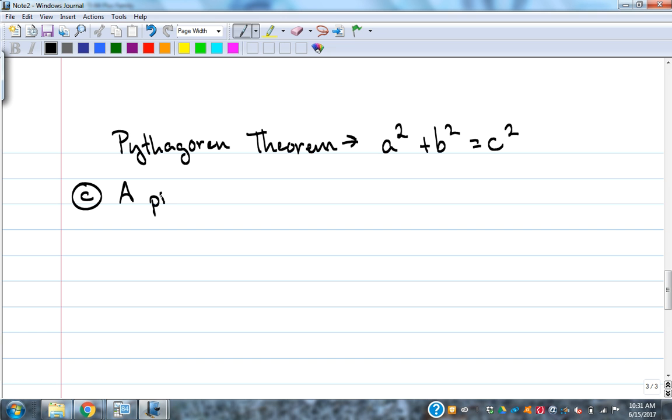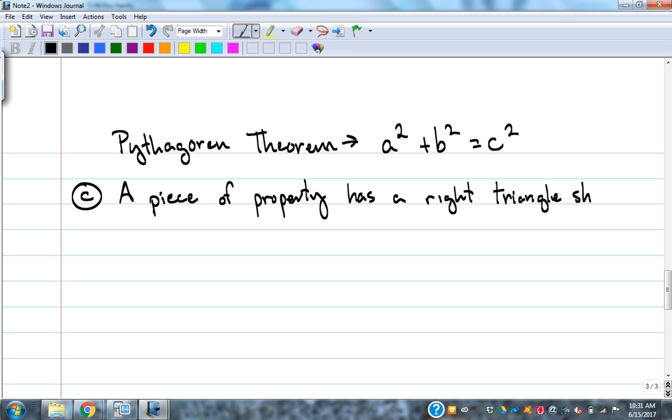So a piece of property has a right triangular shape. So there's a piece of property. Someone's looking at it, and it has a right triangle as its shape. It's the corner of a property there.